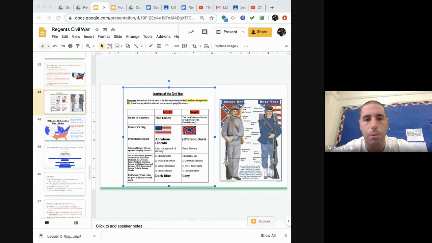Does anyone know, right in the chat, if you know what that Confederate flag is or have seen it before? Has anyone seen that Confederate flag before? No, you haven't? Okay. Let's see. I've seen it but can't remember where.